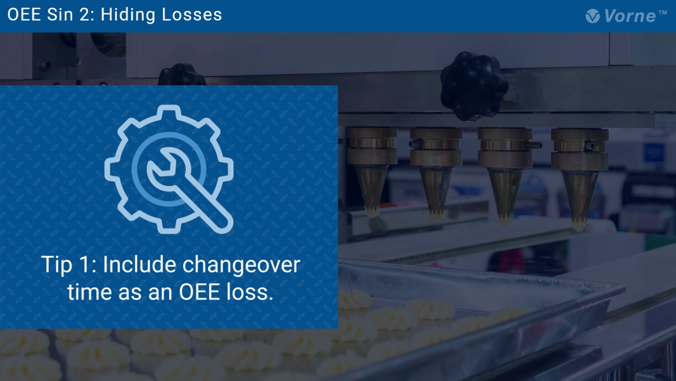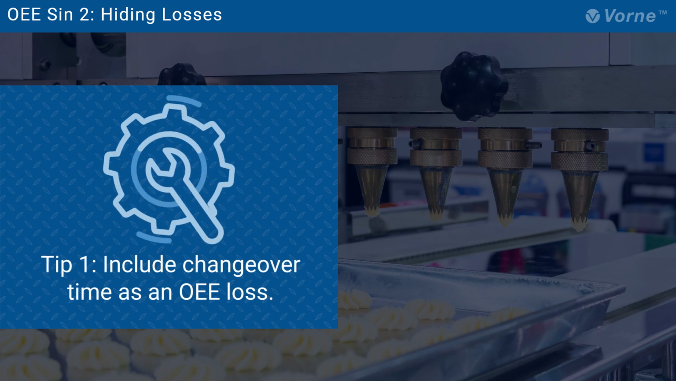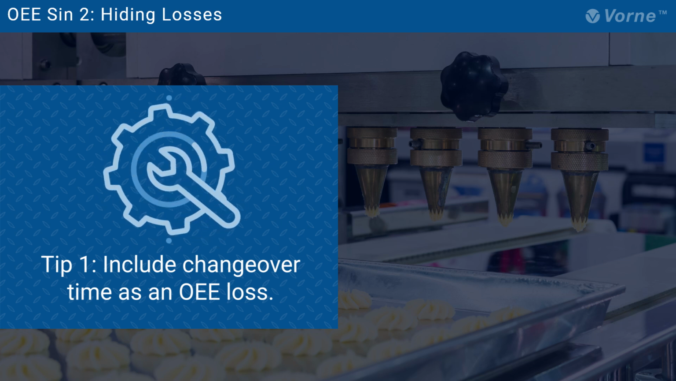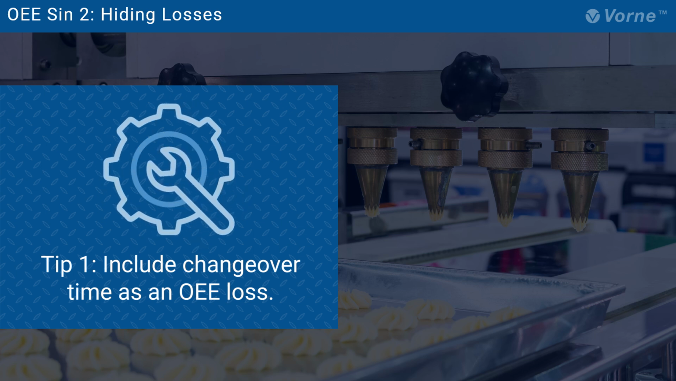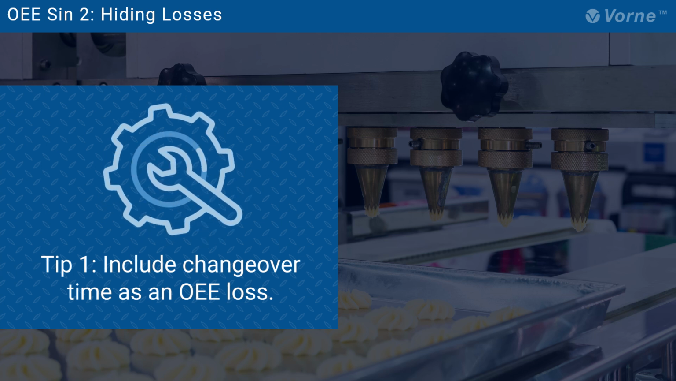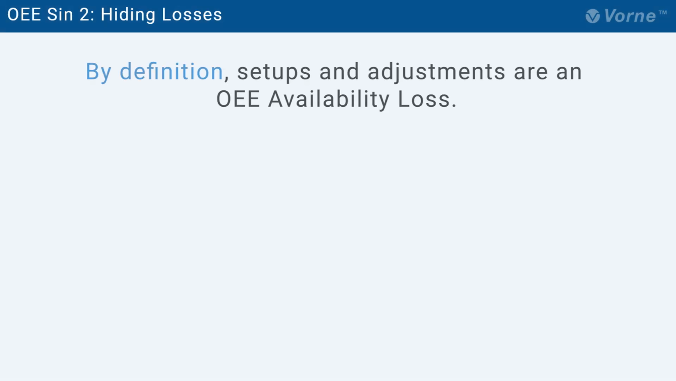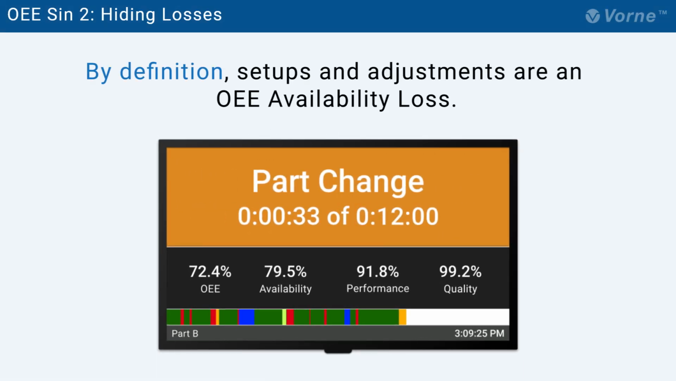Tip number 1. Make sure you include changeover time as a loss to OEE. We often see companies exclude changeovers from OEE calculations, usually because they consider that time as outside of planned production. After all, we know the line isn't going to be running, right? However, by definition, setups and adjustments are an OEE availability loss. In fact, they are considered one of the 6 big losses. And if you could reclaim some of that time, wouldn't you?